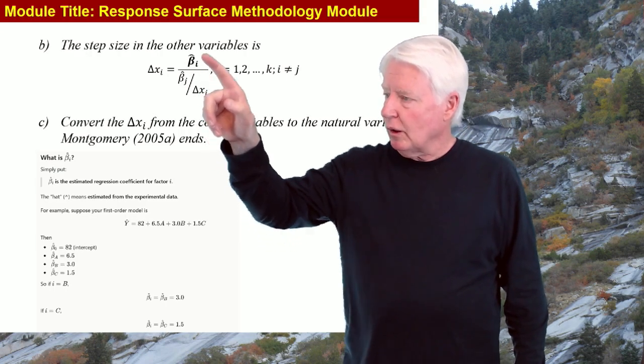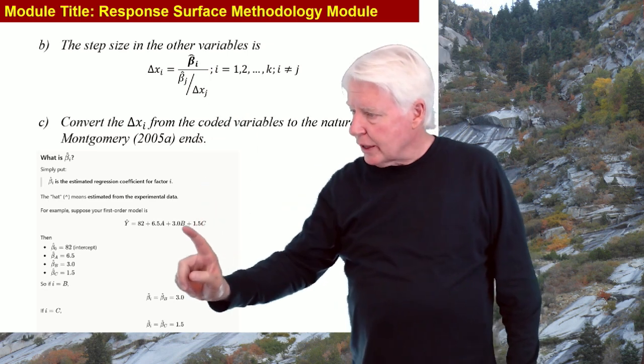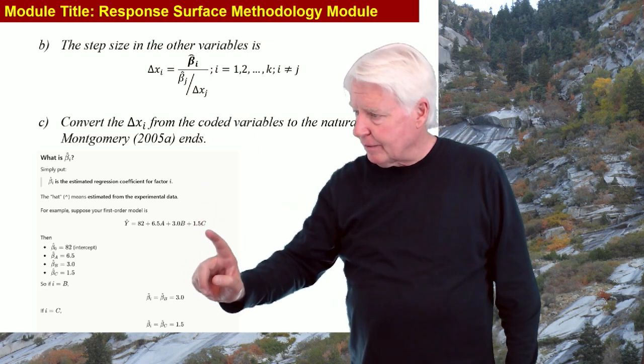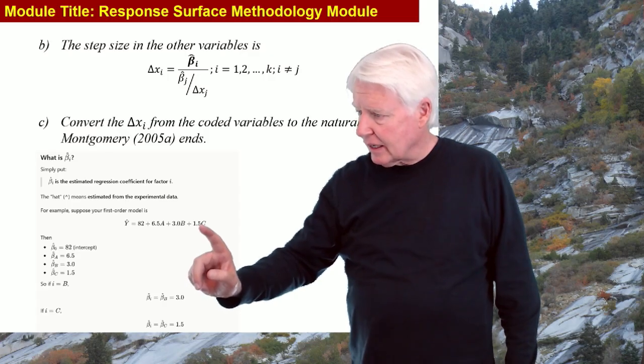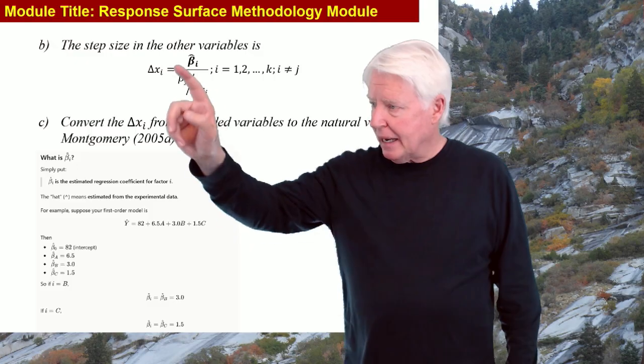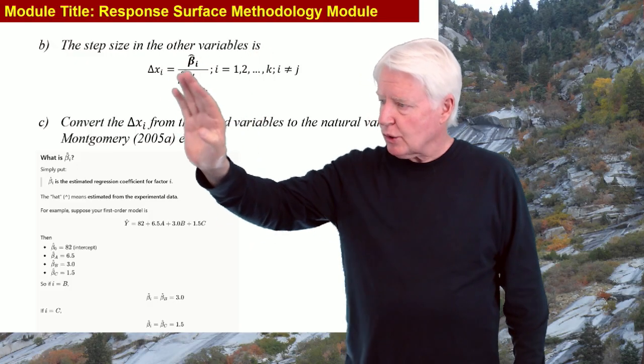And the other variables are beta i. So 3.0 B, coefficient B, and 1.5 times C there, that's coefficient C. Both B and C are beta i's. They're the other variables. So that's what this equation is doing.